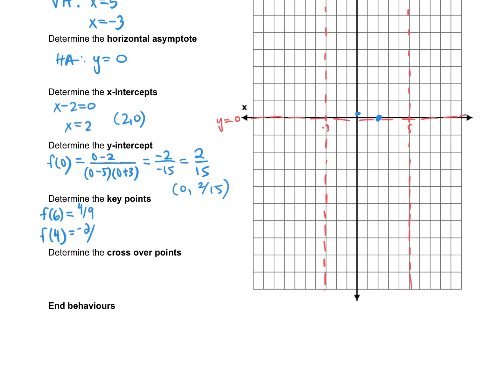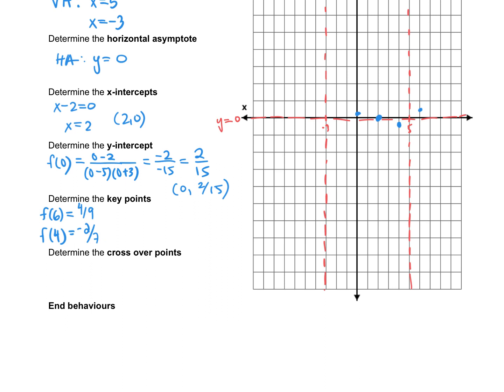And give it a try. Make sure you can plug it into your calculator and you do get these values. And I'm just going to plot them. So at 6, we're at 4 over 9. It's a little under half, so something like that. And at x equals 4, we're at negative 2.7, something like that. It's just an estimate.